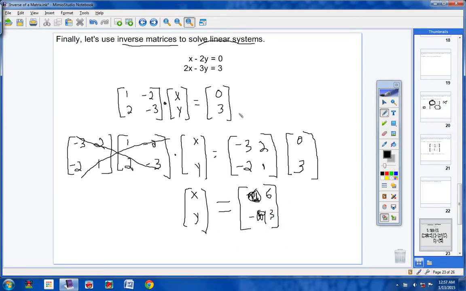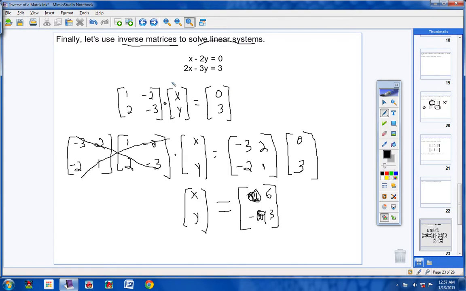And you can check that answer if you want. Put it in up here and you'll see 6 minus 2 times 3 is 0. And 2 times 6 is 12. Minus 9, 3 times 3 gives you 3, okay? So that is how you solve linear systems using inverse matrices, okay?